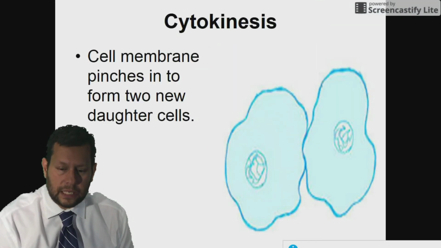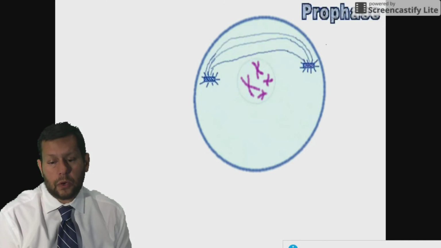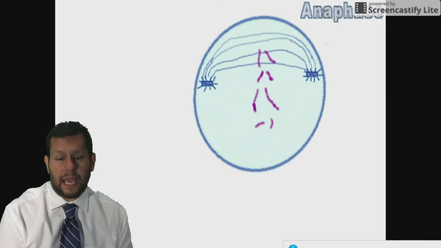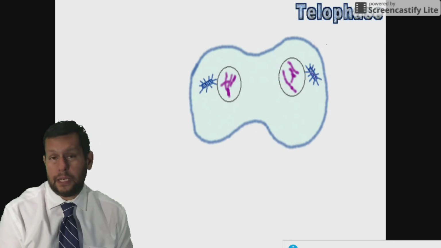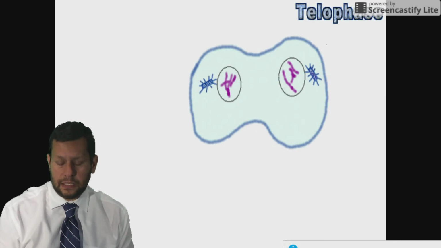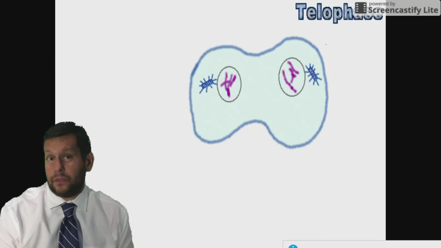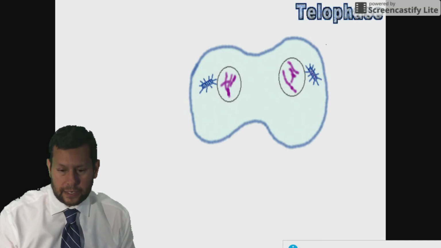And you can see the centrosomes moving across, the chromosomes lining in the middle, anaphase, they're moving apart, telophase, we've got the 2 new nuclei, now we just need cytokinesis to happen. And you've got the 2 new daughter cells, and they are identical.